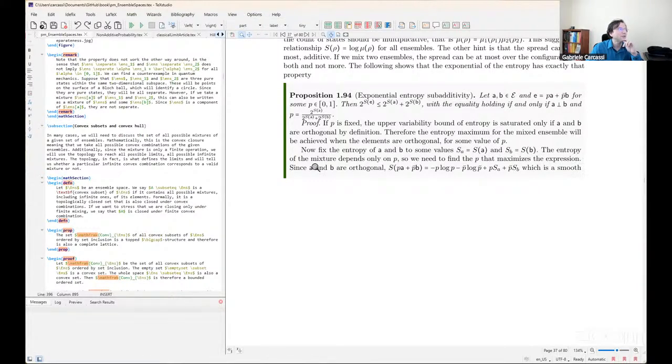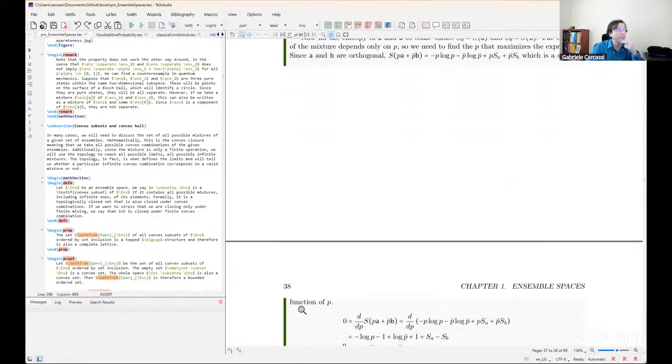Now the expression of the mixture depends only on P, so we need to find the P that maximizes the expression. Since A and B are orthogonal, we saturate the upper variability bound, so we know that the entropy of PA plus P bar B is equal to minus P log P minus P bar log P bar, and recall that P bar is just 1 minus P, so that we don't have to rewrite 1 minus P all the time. And then there is the average entropy, so that there is P times the entropy of A, plus P bar times the entropy of B, which is a smooth function of P.